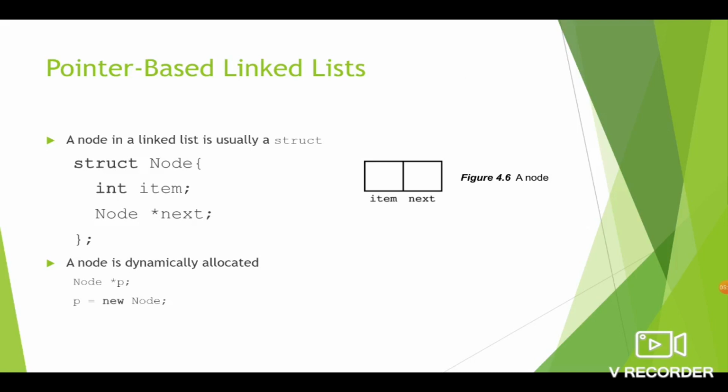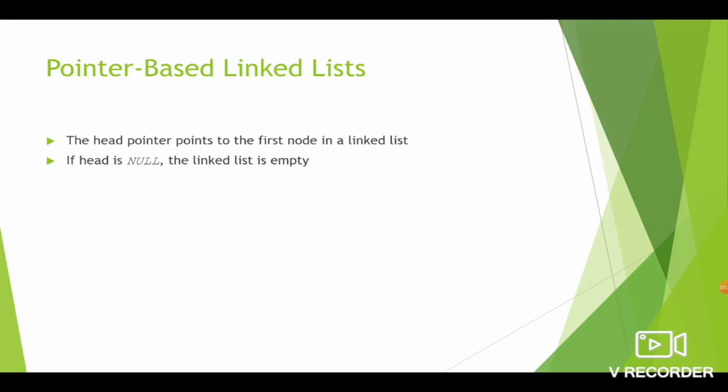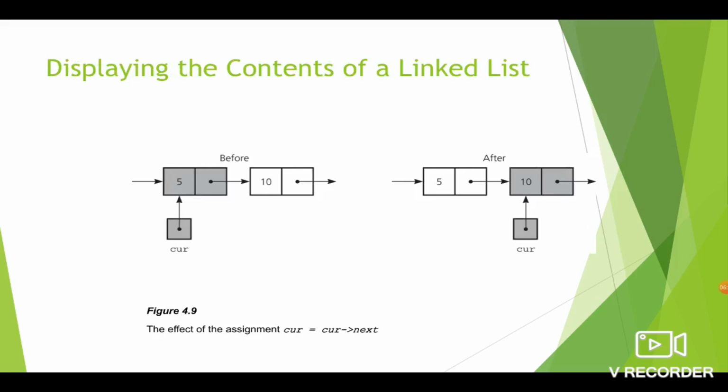So normally the linked lists are represented using the pointers. Using the structure, you can represent the node. The node contains the integer item and a pointer which is used to point to the next node. You can allocate memory for the new node during the runtime also. We all know the head pointer always points to the first node in the linked list, that is start. If the head is null, it indicates that the linked list is empty.